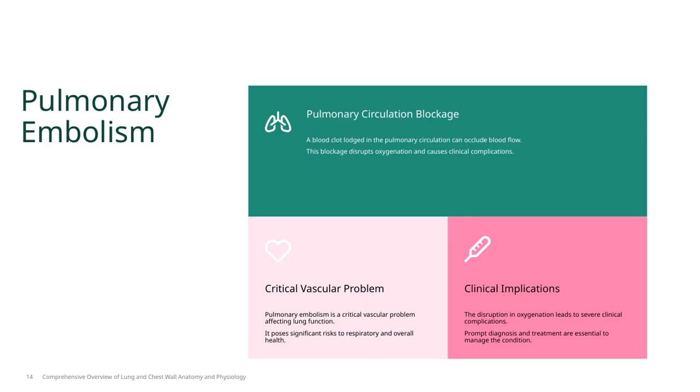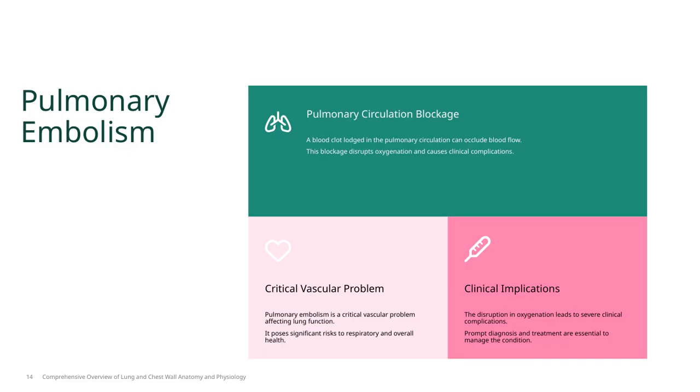When a blood clot gets lodged in the pulmonary circulation, it can effectively block blood flow through the lungs. This is a serious problem because it interferes with oxygenation, meaning the blood can't pick up enough oxygen to supply the body. Such a blockage doesn't just affect the lungs, it can lead to a range of clinical complications, impacting overall health. This brings us to a critical vascular issue known as pulmonary embolism.